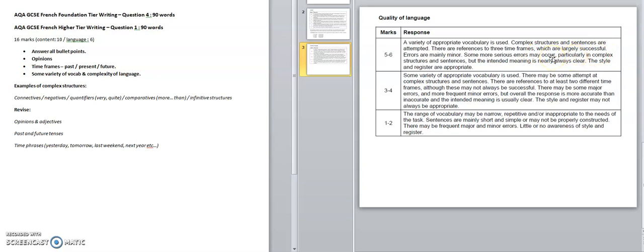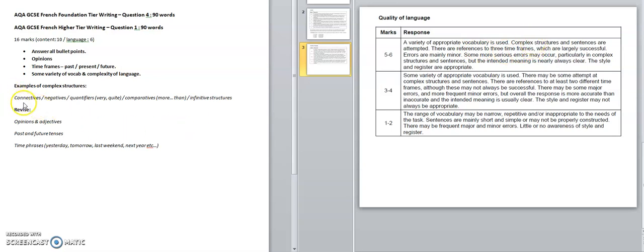If you get 1 past tense in there and then 75 that are wrong, probably not going to get 5 marks for quality of language, because the errors are mainly minor, but you can have some more serious errors in complex language. And it does refer to complex language, complex structures, and a variety of vocabulary at the top here as well. But that needn't worry us too much, because complex doesn't have to mean ultra difficult.